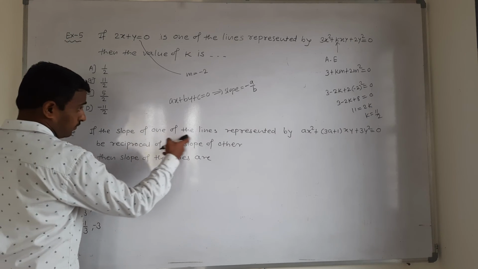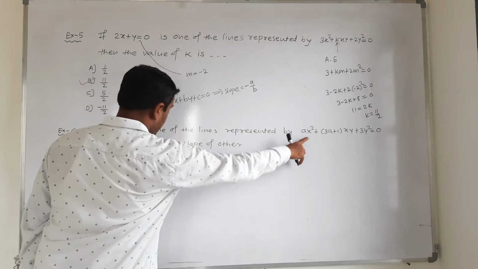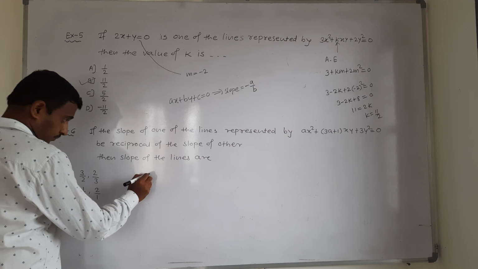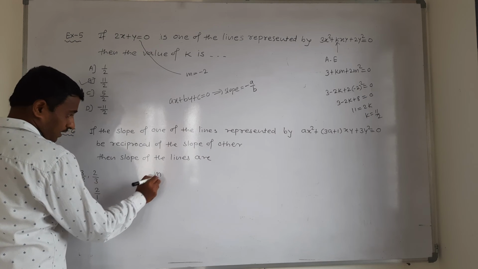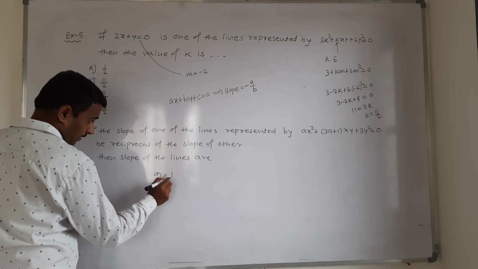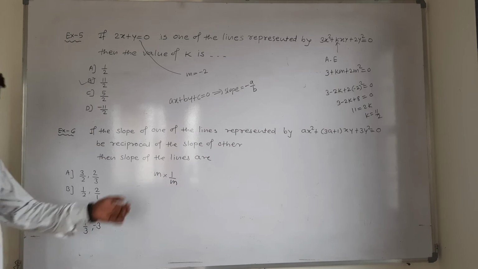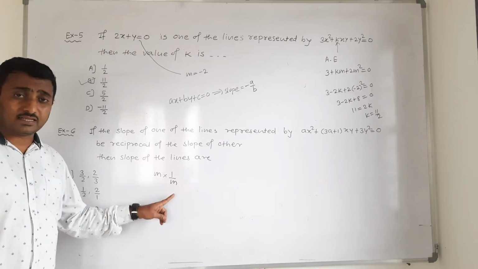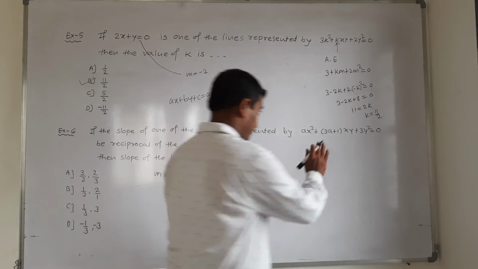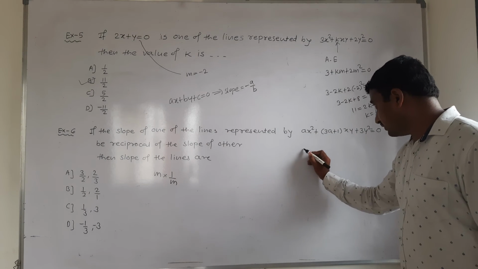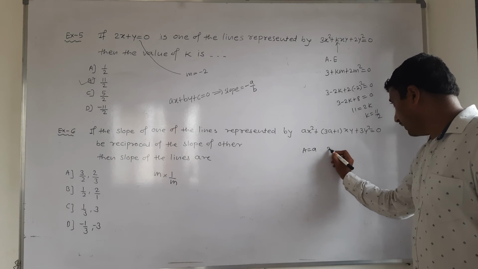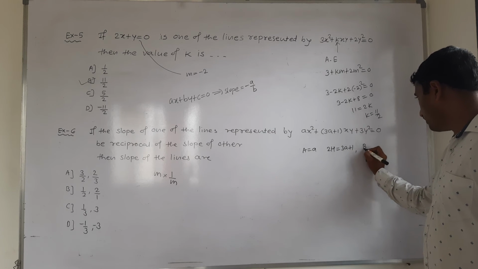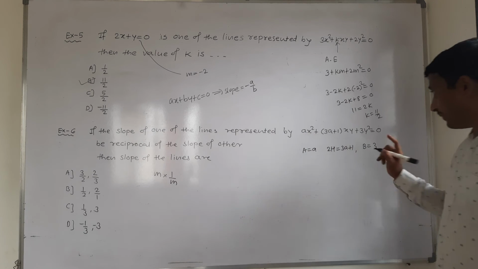Next, if the slope of one of the lines represented by this is the reciprocal of the slope of the other, then the slopes of the lines are, suppose the slope of the first line is m, the slope of the other line is 1 by m. Check what is given: the slope of one of the lines is the reciprocal of the other. If the slope of one line is m, then the slope of the other line is 1 by m. Now this equation, from this comparison, suppose capital A, then 2h is equal to 3a plus 1 and b is equal to 3. Already a is used, so I have used capital letters.